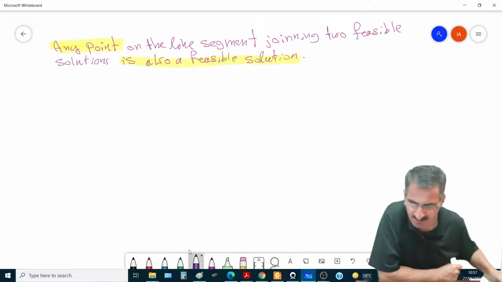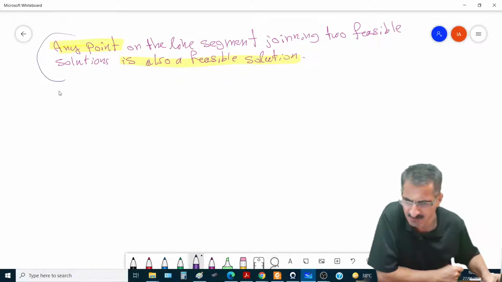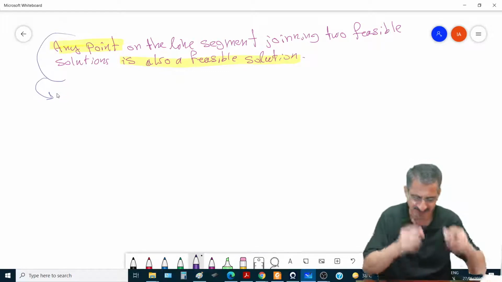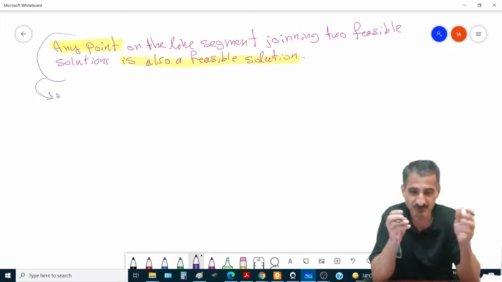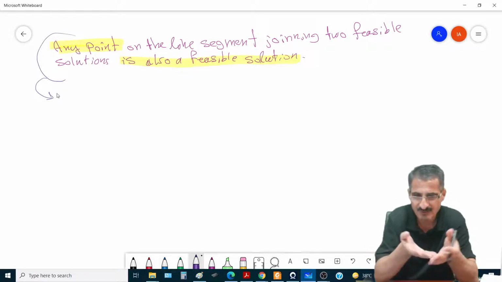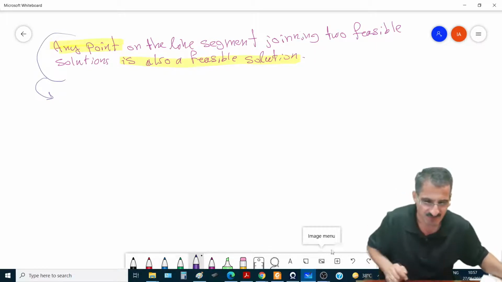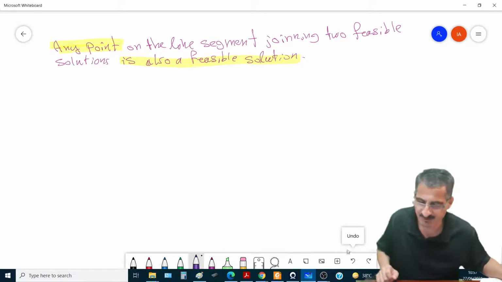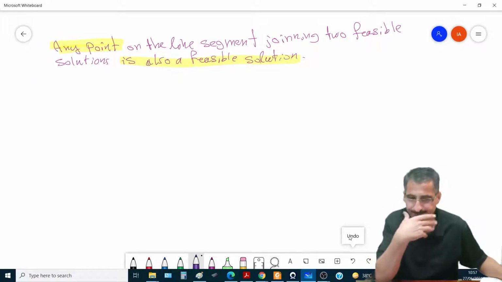That's, I like that. So let me rewrite this again. This also means any point between. Oh, it isn't there. If we have two visible solutions, then any point between them is a visible solution, without saying a line segment. It's okay. It is there. Now, good. So, what is the idea here?